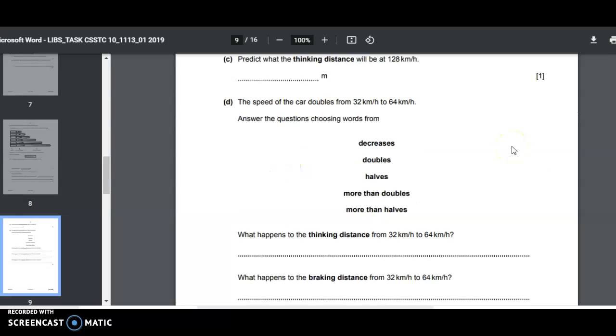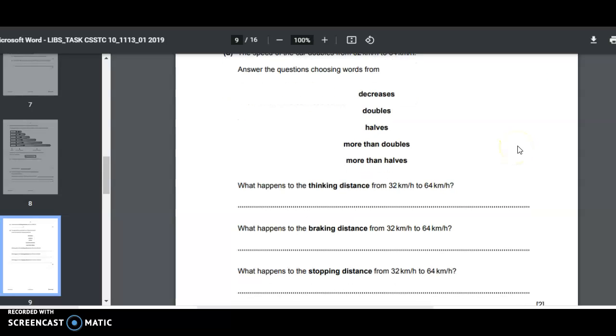Looking at the next part of the question, it says that the speed of the car doubles from 32 kilometers to 64 kilometers per hour, and you need to use the below words decrease, doubles, halves, more than doubles, more than halves for the next 3 answers. Make sure you are clear in what we're talking about. So we're going to talk about thinking distance, braking distance, and stopping distance.